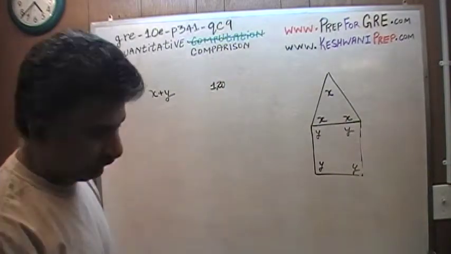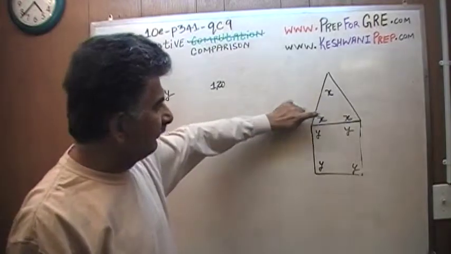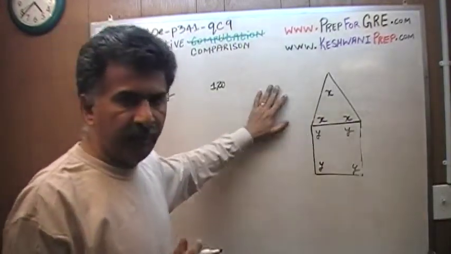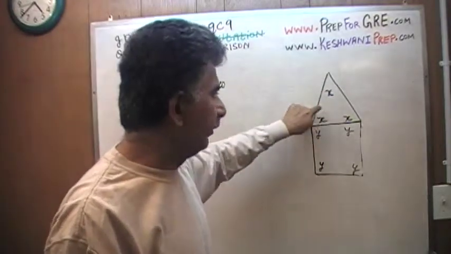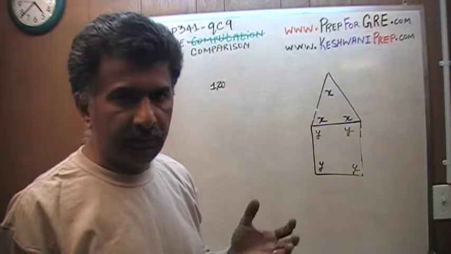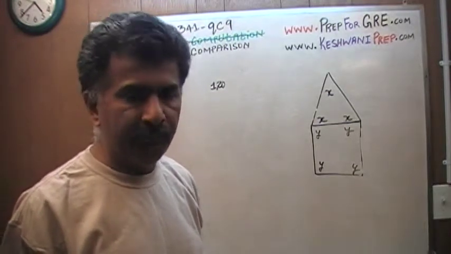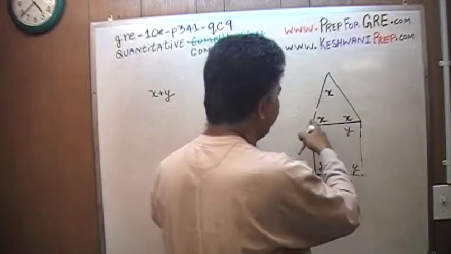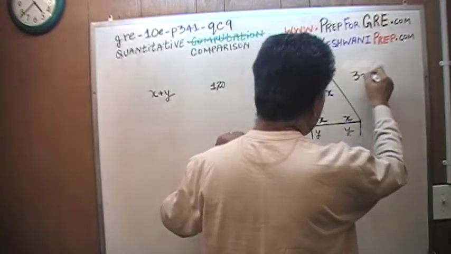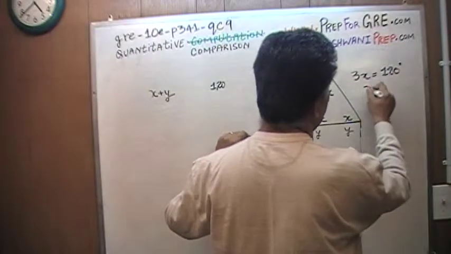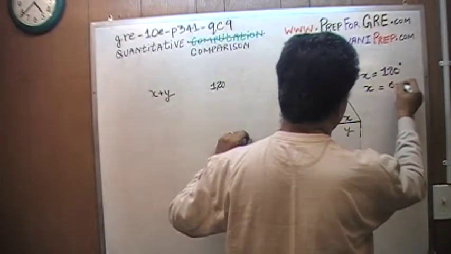Well, let's take a look at x's first. You see, this is x, and this is x. Since they are all x's, that tells us that all of these angles are the same. All of these angles are equal. And we know that the sum of the angles in a triangle is 180. Therefore, this x plus this x plus this x, 3x, would have to equal 180. And therefore, 1x equals 60.